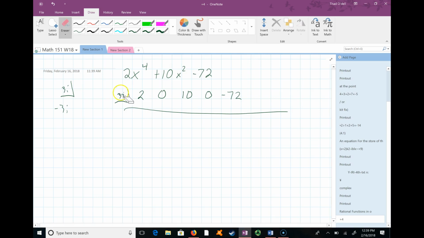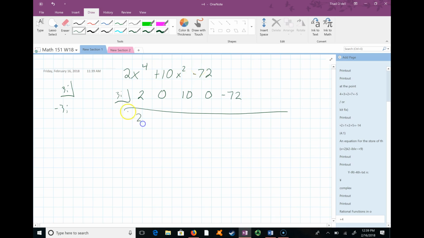Okay, sorry, I just got interrupted. So I'm going to start over here again. We were told that 3i is a root of this function, so we're going to run it through, and then that means negative 3i is also a root.